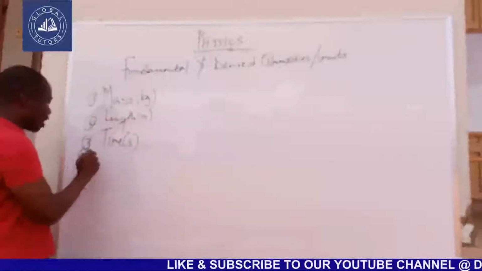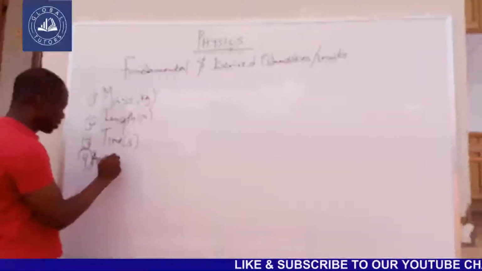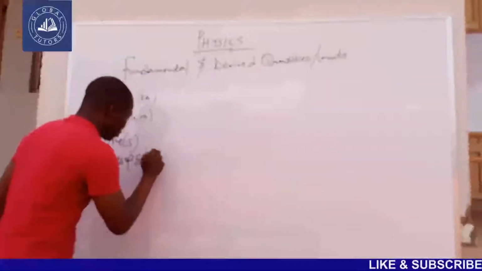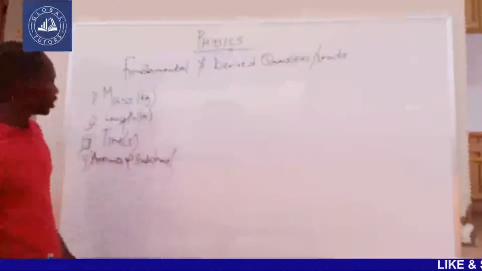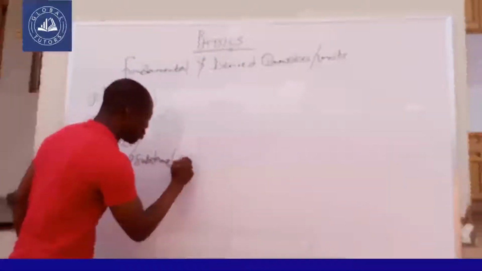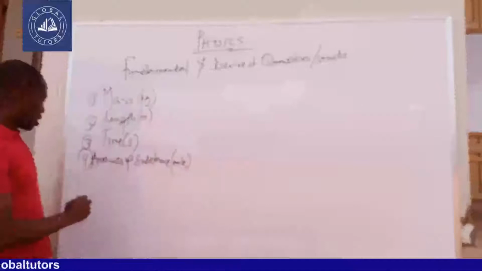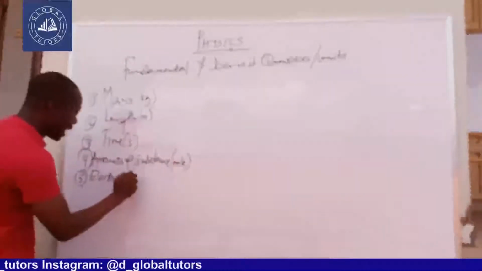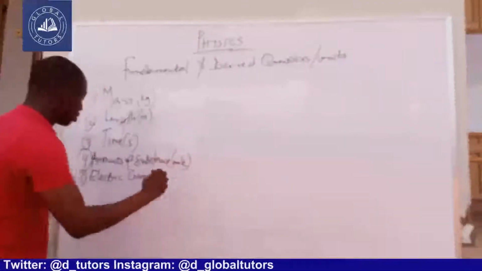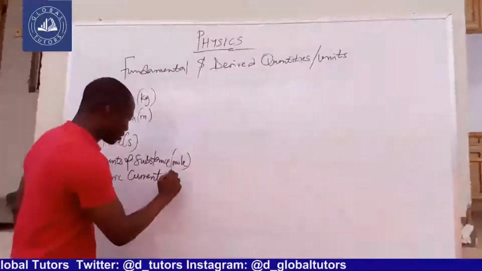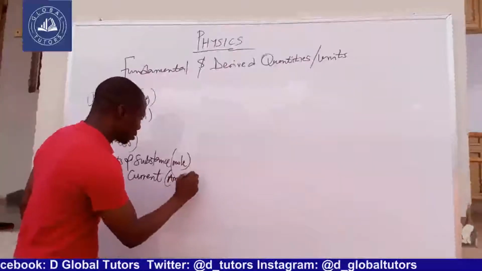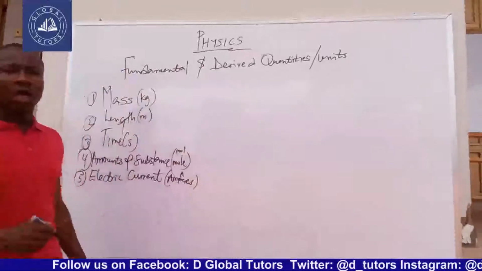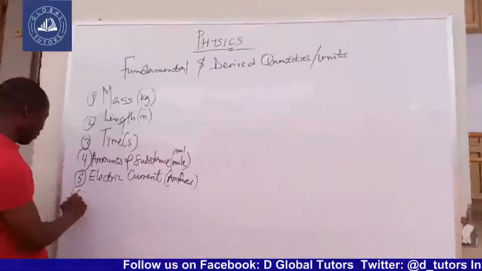Number 4, we have amount of substance, which the unit is in mole. Another one is electric current, which the unit is in amperes. Amperes. You can denote it as A, and this one as MOL.